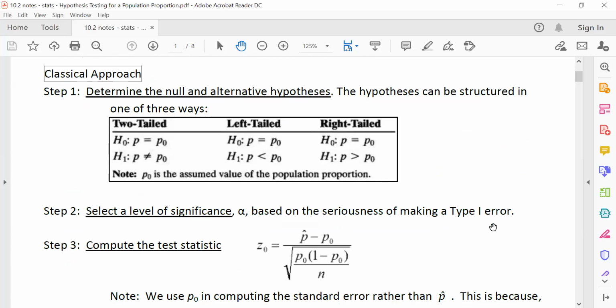So let's look at the classical approach to actually running the hypothesis test and determining what your conclusion is going to be. First and foremost, you always need to declare your null and alternative hypotheses. If you're running a two-tailed test, the null hypothesis is that the true population proportion is equal to some assumed value. So whatever value you're testing, this part will be very clear how to set this up.